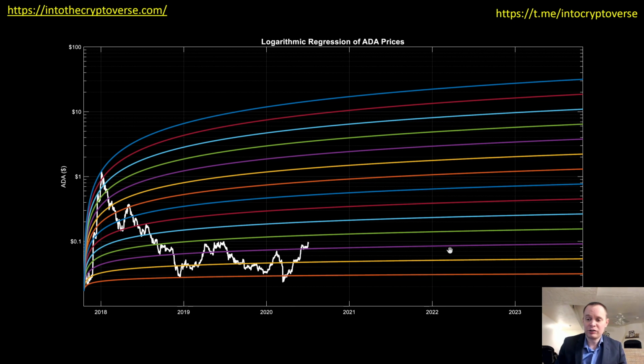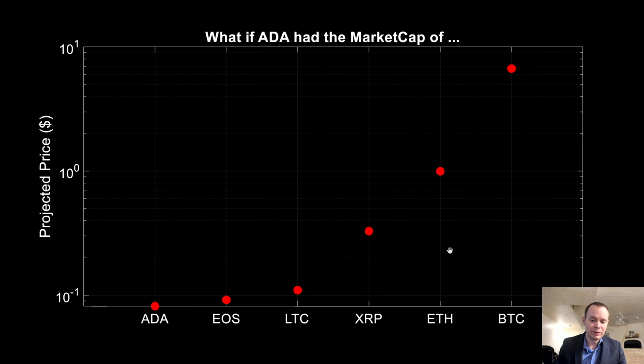So this regression line again isn't as useful as the one for Bitcoin, but I do show it because I think a lot of people that follow the channel just like to kind of see where we are, even if it isn't as predictive or as useful as the one for Bitcoin.